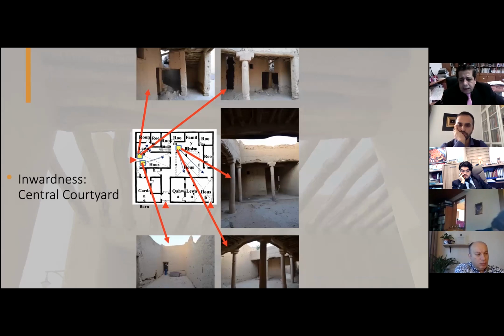So this central courtyard is like the heart of the house. It brings God to the house. It brings coolness to the house, and also ventilates and encourages the aerodynamic pattern in the house.